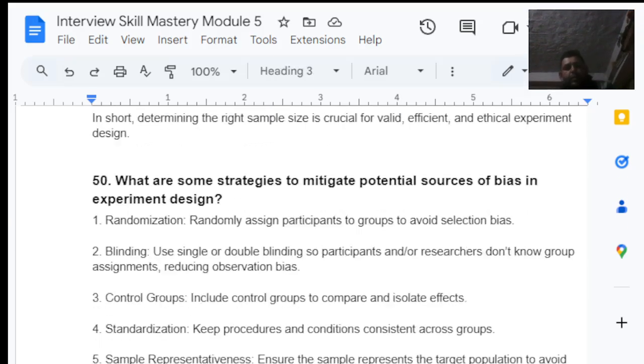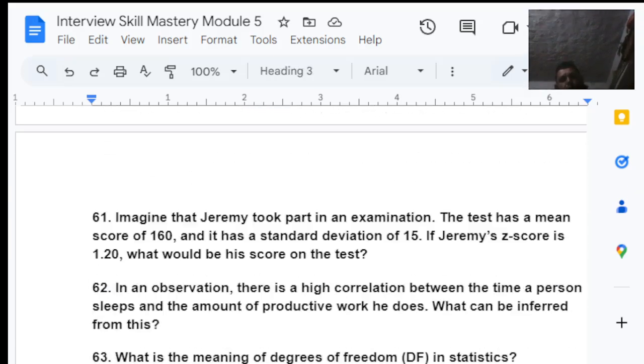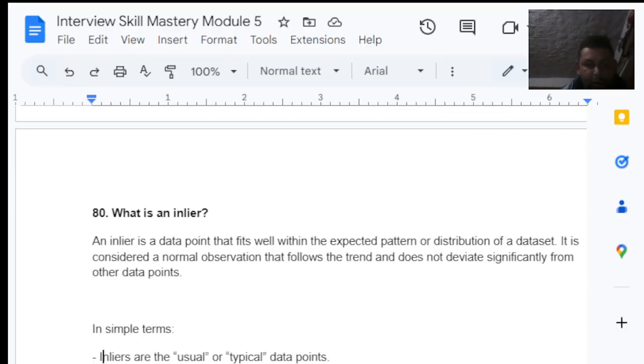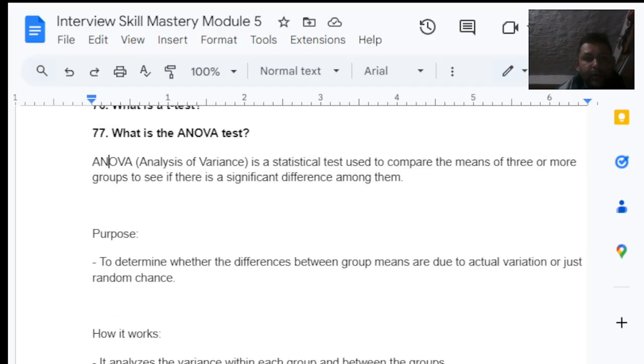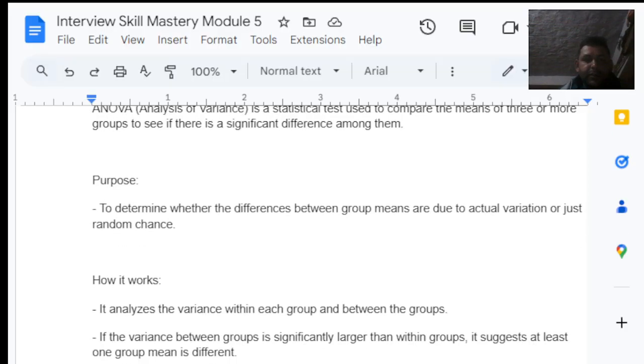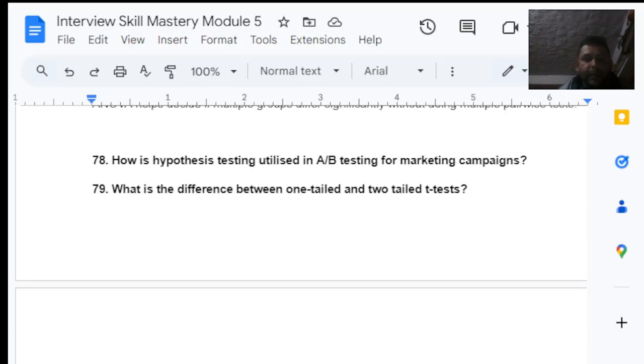So these are important questions, and I have answered one more, two more: the ANOVA test, analysis of variance. And the eighth question is, what is an inlier?